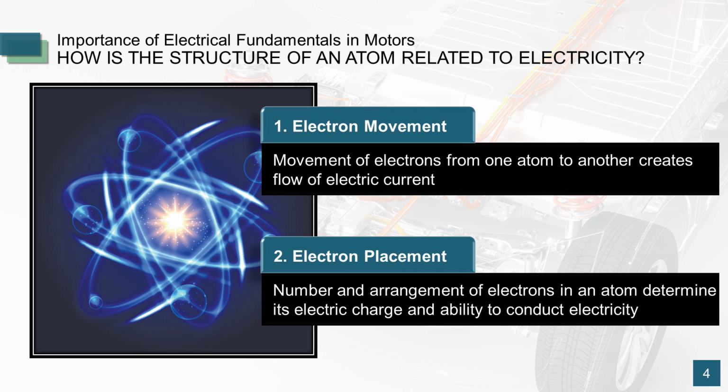Metals, for example, have loosely bound outer shell electrons that can move easily, making them good conductors. In contrast, materials like rubber have tightly bound electrons and resist this flow, making them insulators. So, the structure of the atom, particularly the arrangement and behavior of electrons, dictates how electricity interacts with different materials and ultimately creates the flow of current.